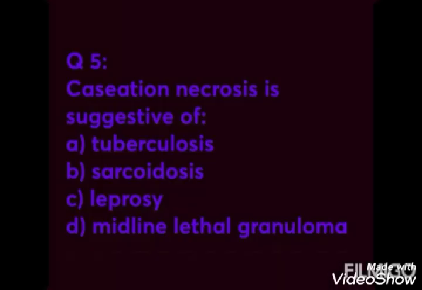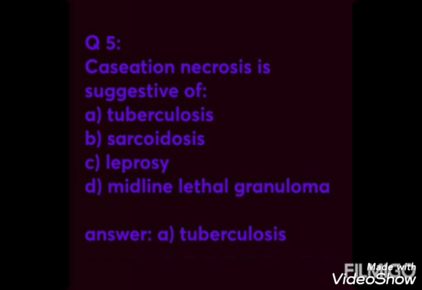Question number 5. Caseous necrosis is suggestive of option A, tuberculosis; option B, sarcoidosis; option C, leprosy; option D, midline lethal granuloma. Caseous necrosis is suggestive of which of the following? The answer is option A, tuberculosis. Definitely caseous necrosis is present in the center of the foci of tuberculous infection. So the answer is tuberculosis.